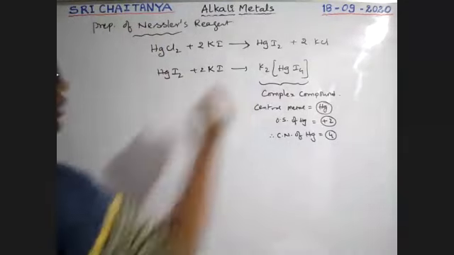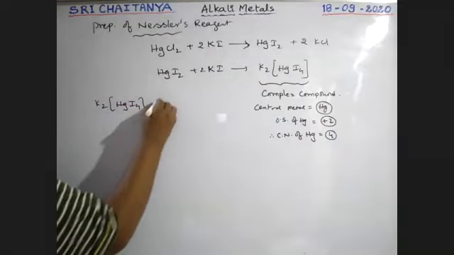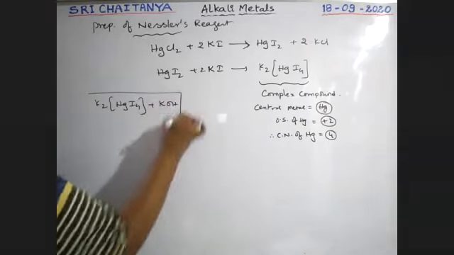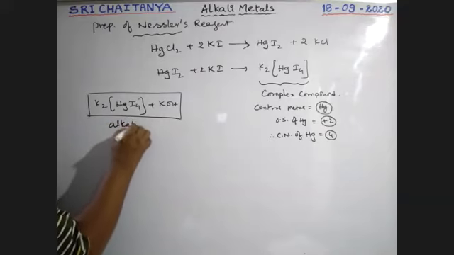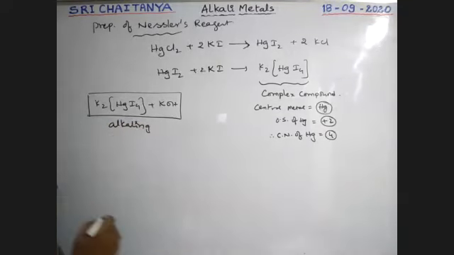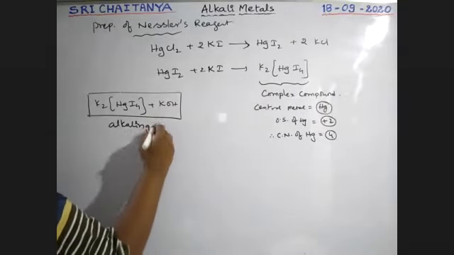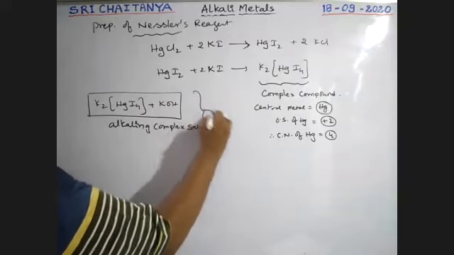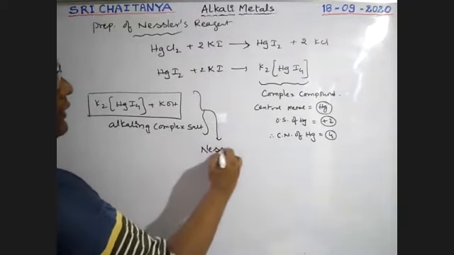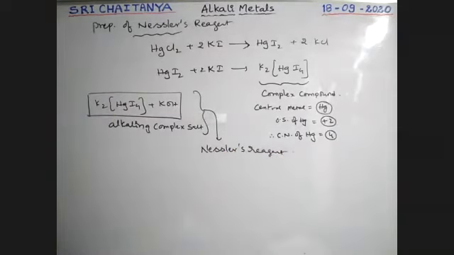See here, this formed complex K2HgI4 plus KOH. This is called an alkaline complex, alkaline complex salt. This is called Nessler's reagent.